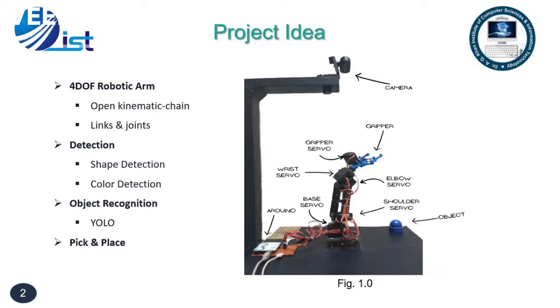For detection we have used various real-time object detection algorithms. In the first step, we have implemented the shape detection algorithm. After the shape detection algorithm, we have implemented the color detection algorithm. And our main goal was to implement YOLO, which is basically an artificial intelligence algorithm for real-time object detection. YOLO stands for you only look once.